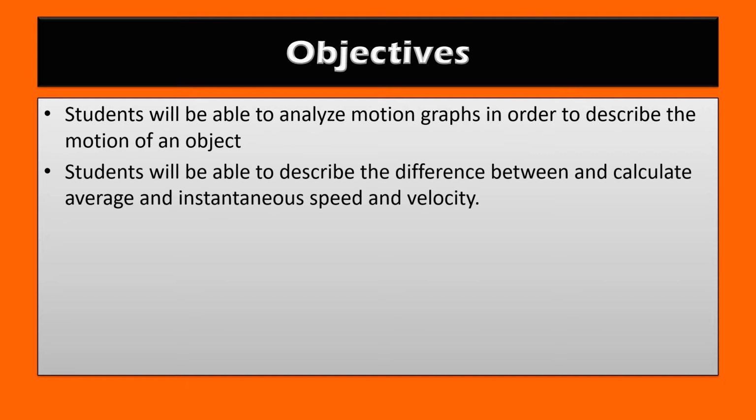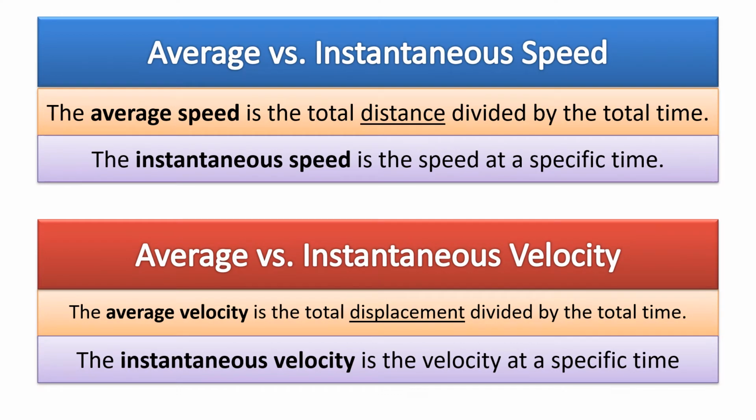In this lesson, students will be able to analyze motion graphs in order to describe the motion of an object, and students will be able to describe the difference between and calculate average and instantaneous speed and velocity. So those are like four separate things right there that look like this.